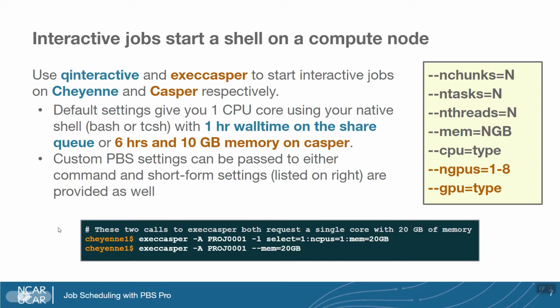And here's some examples. Here we have 2 calls to execcasper, and these do the same exact thing. In the first one, we give it a project code, and then we use the PBS syntax to say select one chunk with 1 CPU and 20 gigabytes of memory instead of the default 10. I could also run execcasper, give it the project code, and then just say --mem=20GB. And every other thing that would be specified, like the single CPU and the single chunk, will be left default.